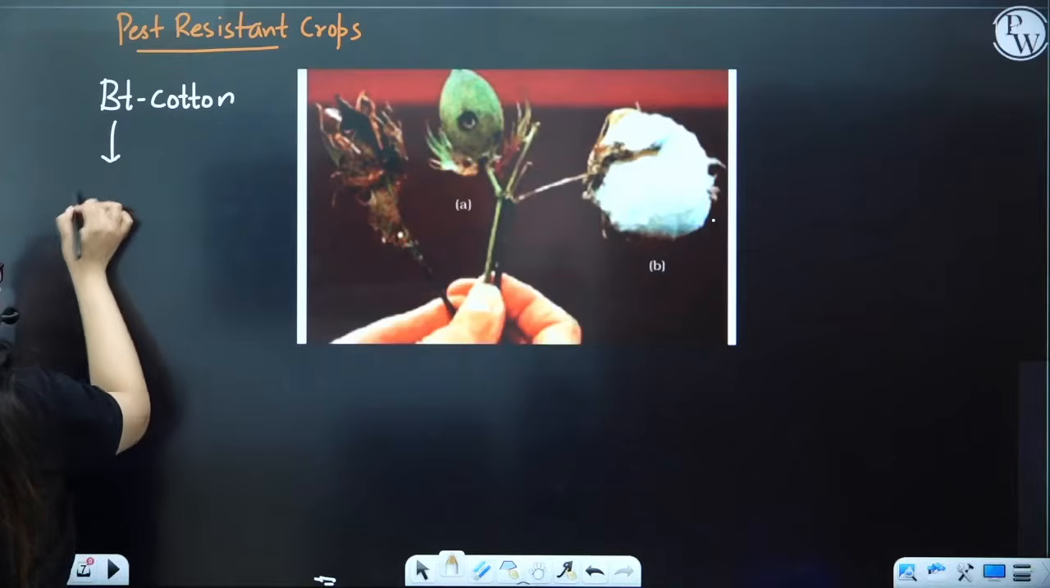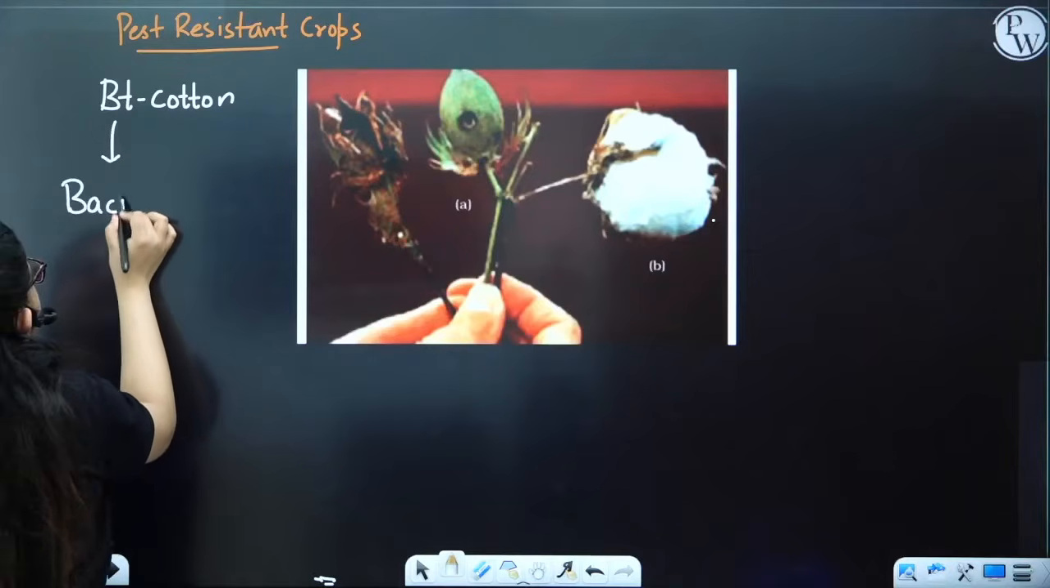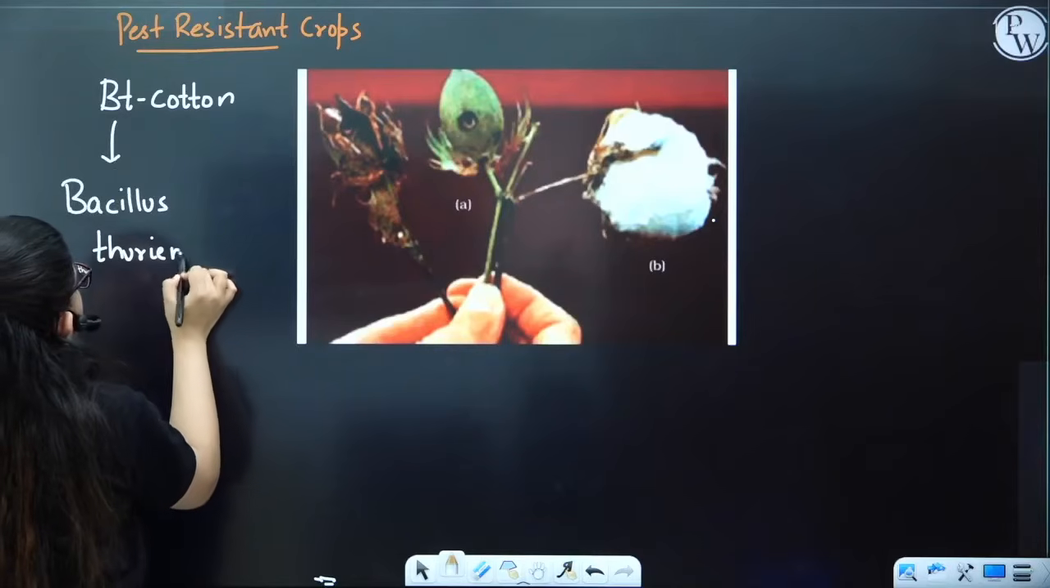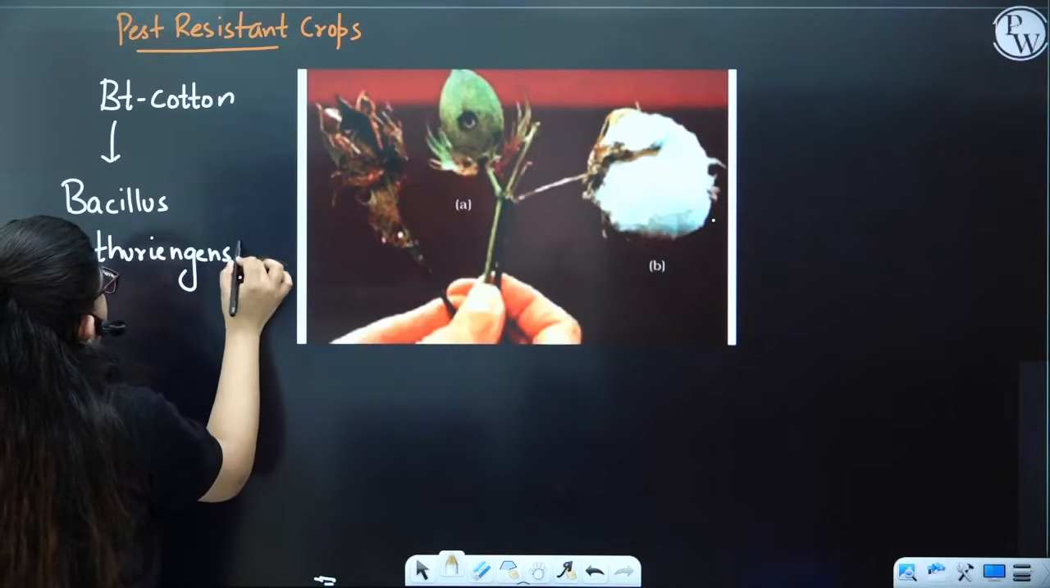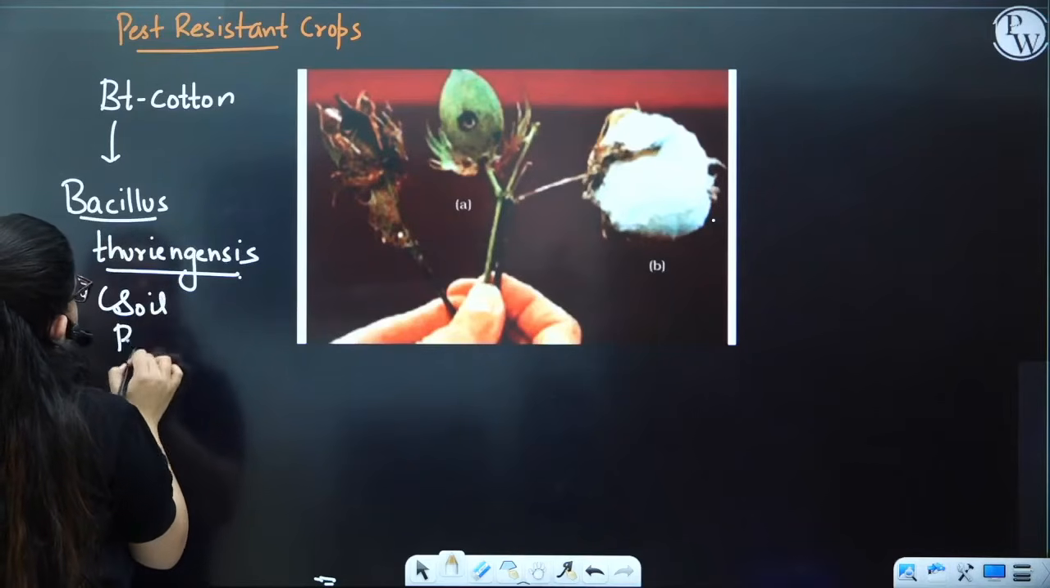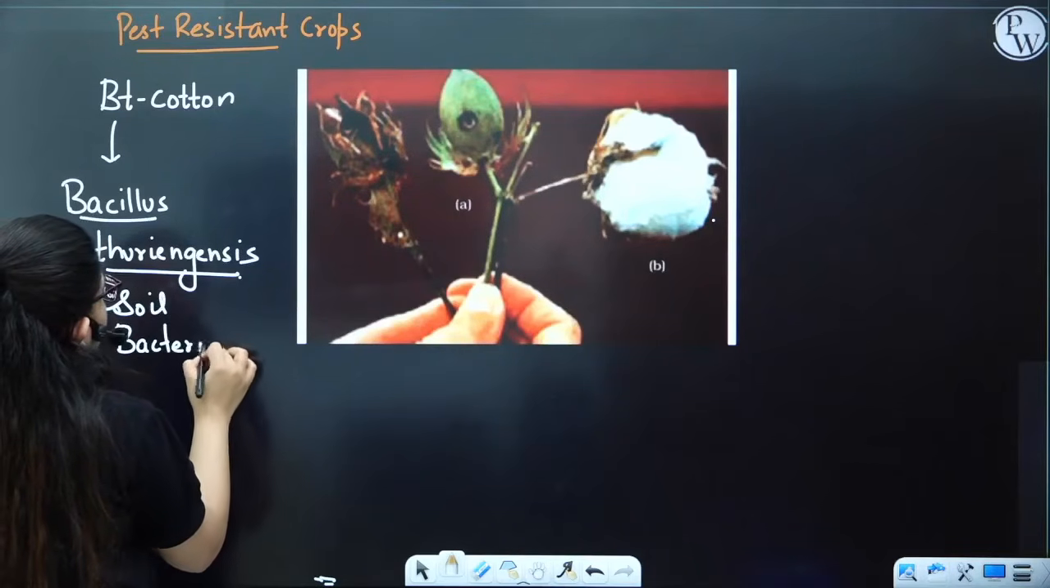In BT cotton, BT stands for Bacillus thuringiensis. That's a bacterium. That's a soil bacterium. Okay, now what about this bacterium? Let's talk about everything in detail.